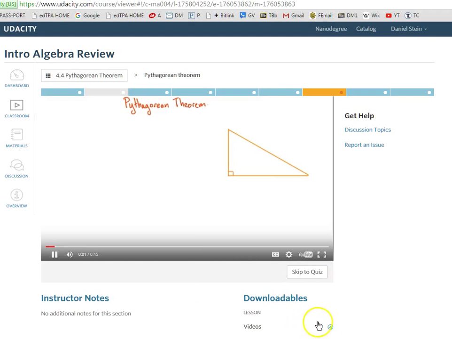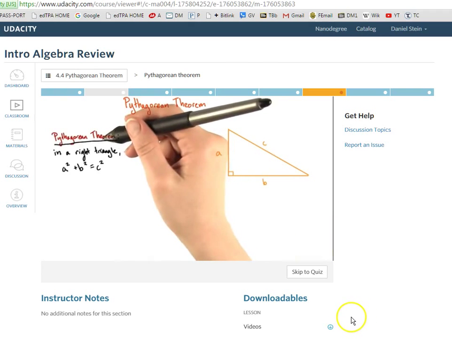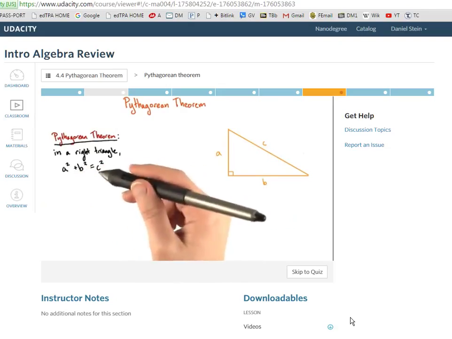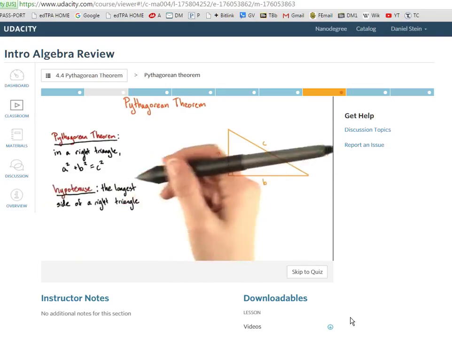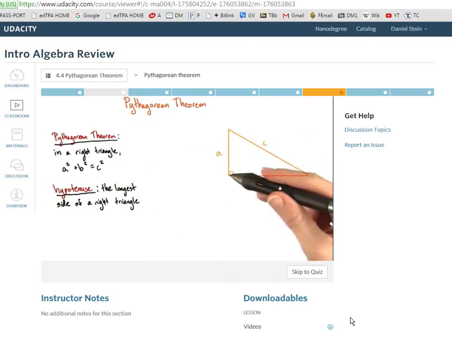A theorem is a statement in math that has been proven always correct. The Pythagorean theorem states that in a right triangle, a squared plus b squared equals c squared, where a and b are the lengths of the legs of the right triangle. The legs are the two sides that make up the 90-degree angle, and c is the hypotenuse. The hypotenuse is the longest side of a right triangle. It's also always opposite the right angle.